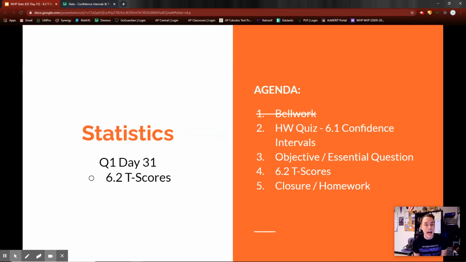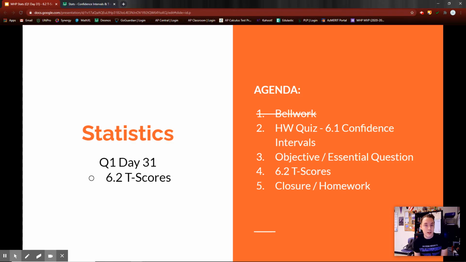Now we are going to be learning 6.2 t-scores. So how do they relate to z-scores? And how do they relate to the population parameters and the confidence levels and the confidence intervals that we learned during 6.1? There's one distinction and one reason, really, why we're going to be using t-scores instead of what we call z-scores. And that reason is very simple.